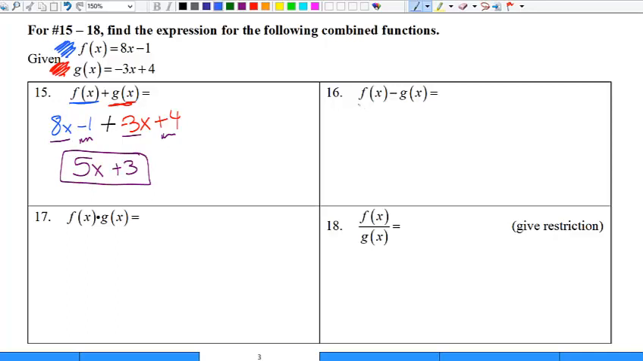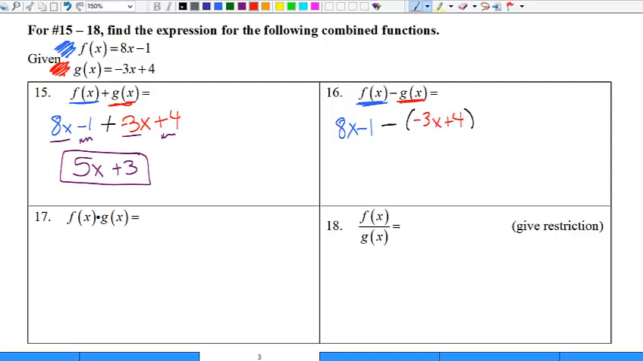For number 16, we have f of x minus g of x. So the f of x is going to be 8x minus 1. The sign between them this time is subtract, so I'm going to have a subtract in black. And anytime you have a subtract, you need to put parentheses around the thing that you're subtracting. And the thing that I'm subtracting is g of x, so I'm going to put the g of x, which is negative 3x plus 4, in parentheses.